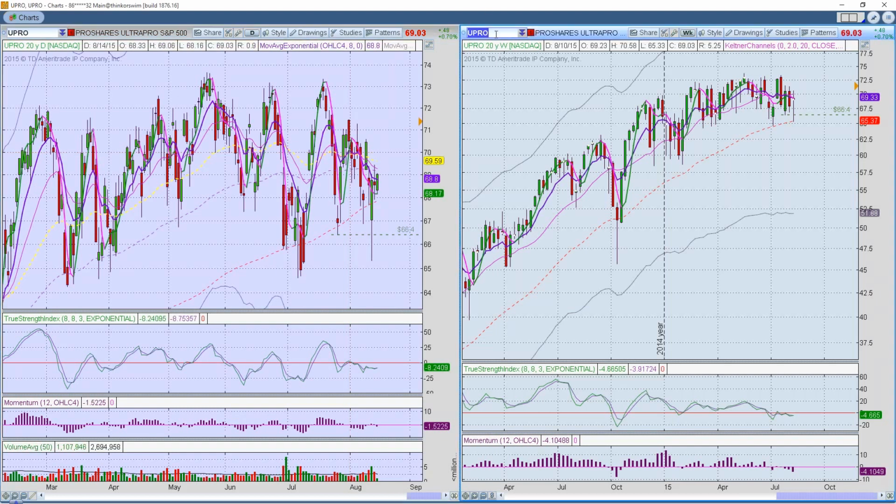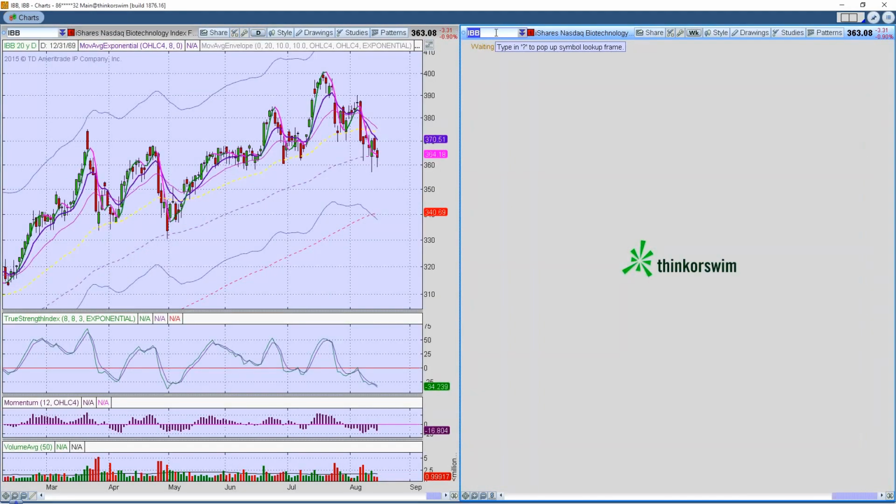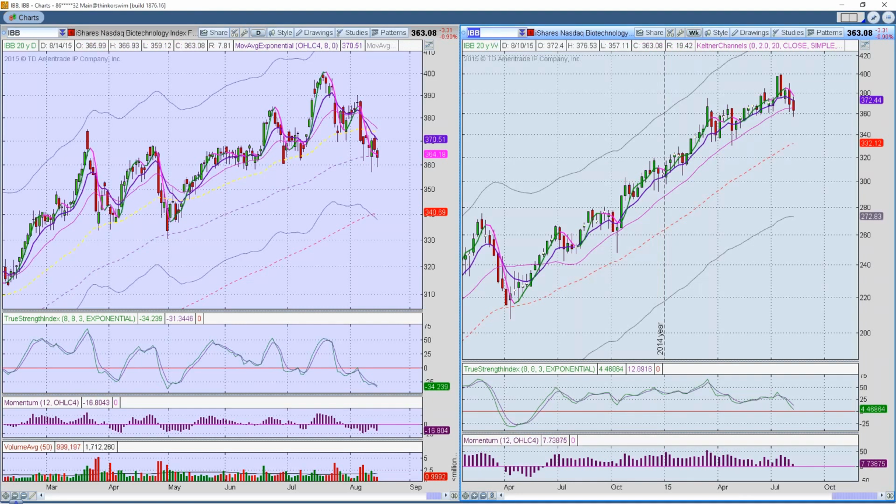So let's see. We've got IBB. I think that's the NASDAQ Biotech. Look where it's resting at. It's past support, so is this going to do a nice consolidation, be very constructive, and bounce back up? We'll see.